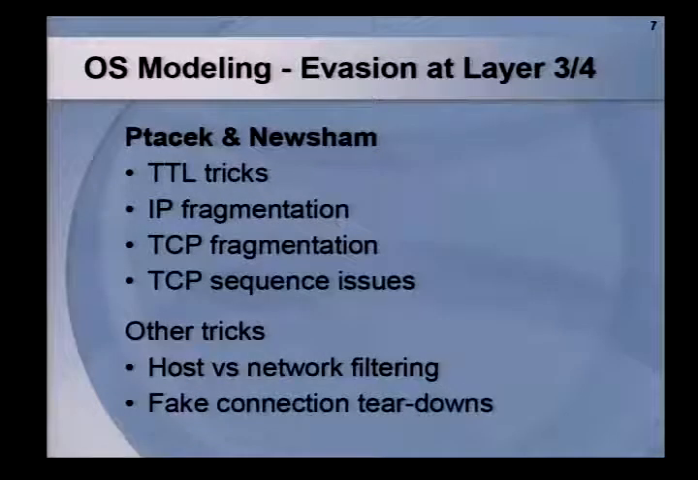The next layer up that we want to talk about is the OS modeling. The first people that really set the mark for IDS evasion were Ptacek and Newsham. They released a paper a number of years ago. They talked about TTL evasion tricks. So if a packet is going to drop dead midstream before it actually hits the host, what the IDS sees of the TCP stream is going to be different than what the host sees. They also talked about IP fragmentation differences in how hosts handle overlapping, the same thing with TCP fragmentation, and then sequence issues. There are a number of other tricks that they talked about, different hosts and networking tricks, and then fake teardown sessions.